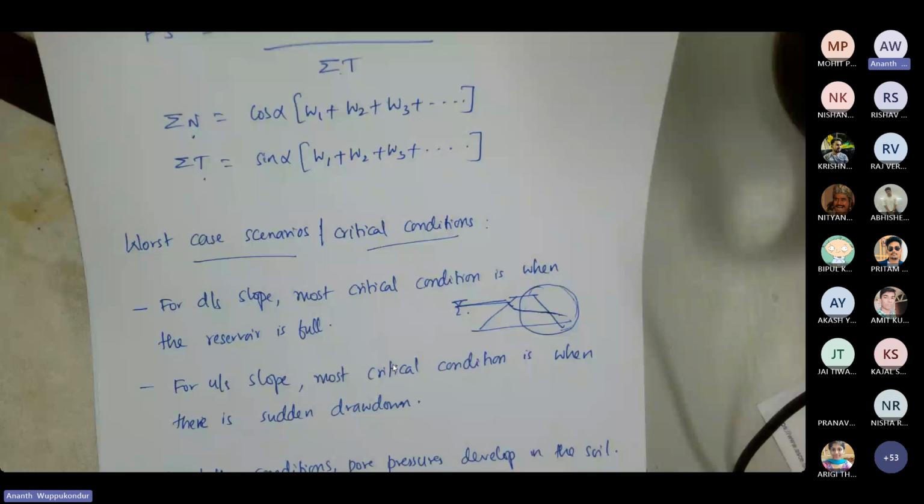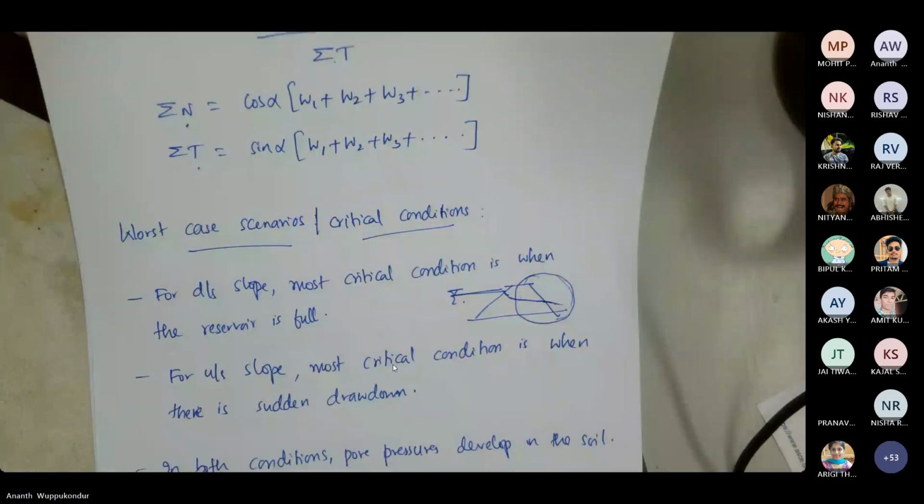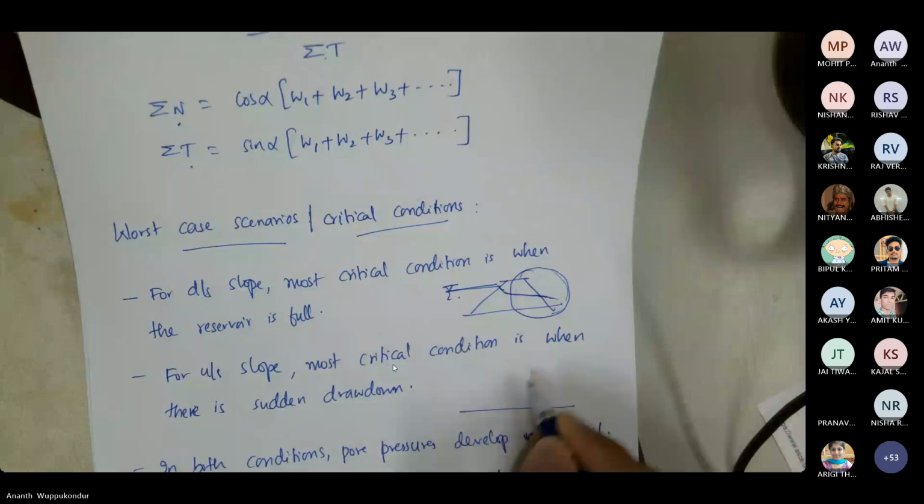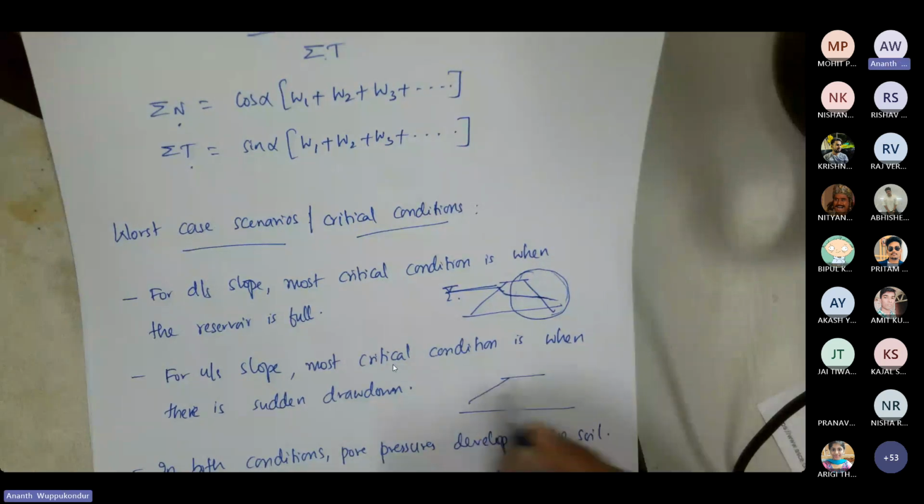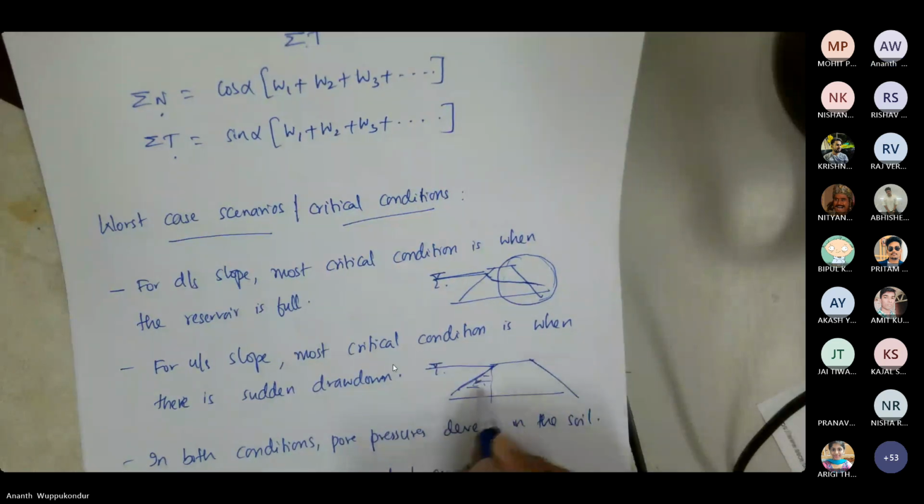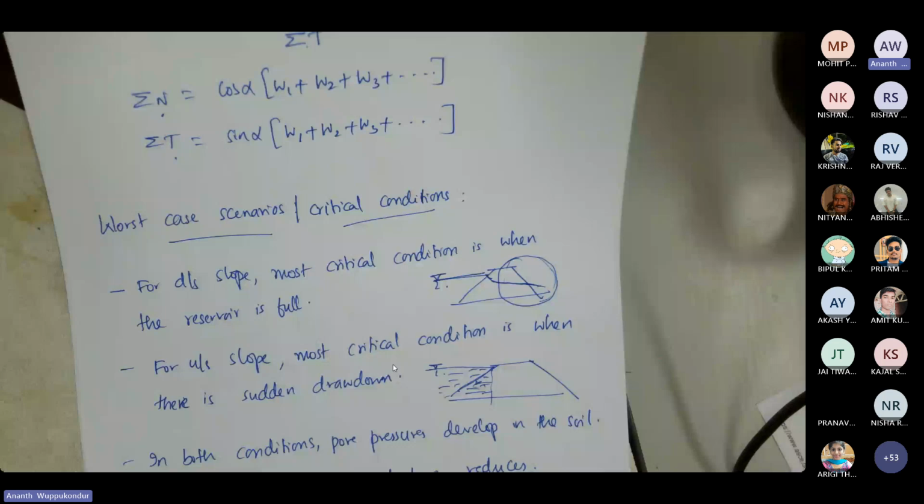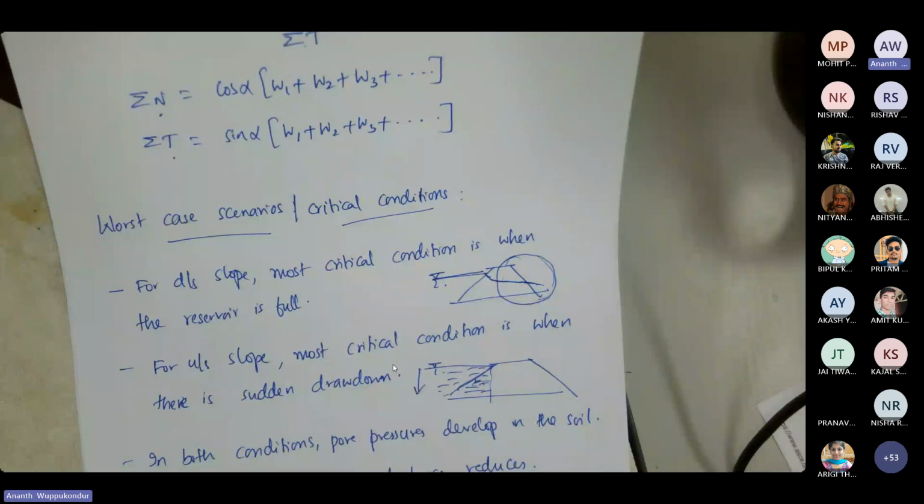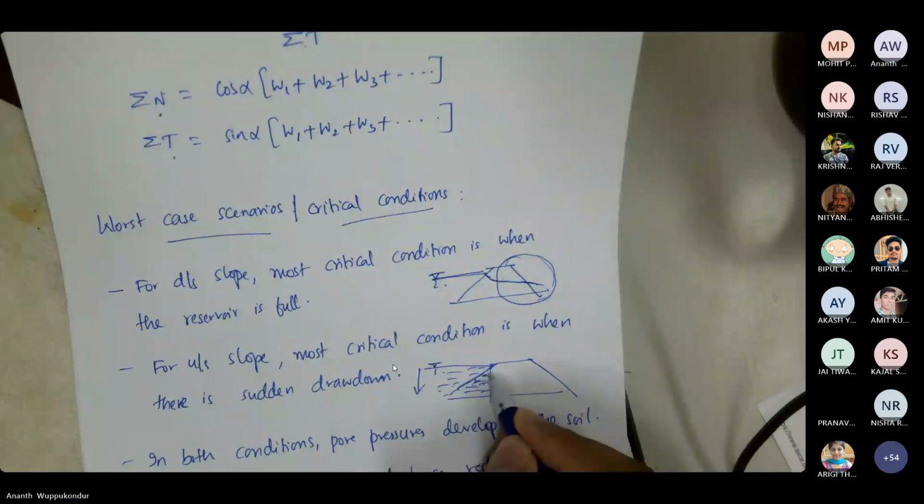Whereas for the upstream slope, the most critical condition is when there is sudden drawdown in the water. So this is the embankment. Initially, the water is up to this level. So the soil is saturated here, and then you have water pressure acting on the upstream. But if you suddenly release all the water, then the water is going to go down drastically, really quickly.